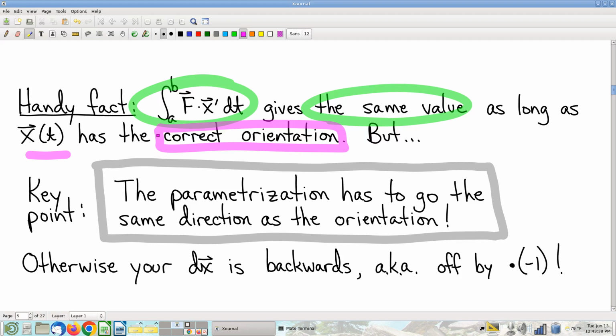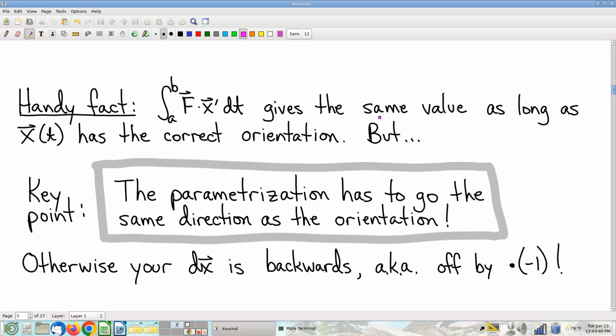And specifically, if you think about it, if you parameterize backwards, all your little dx's are going to be pointing the wrong direction. All your dx's are going to be exactly the negative of what they should be. And so your answer is going to be off by a factor of -1. AKA, it's going to be wrong.